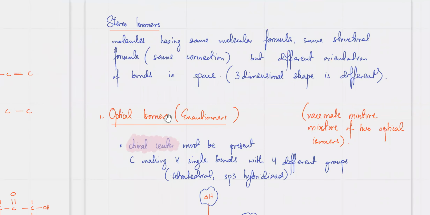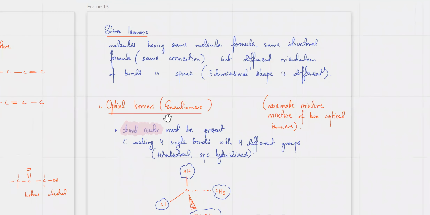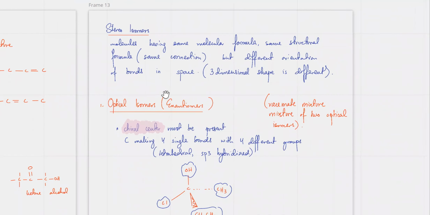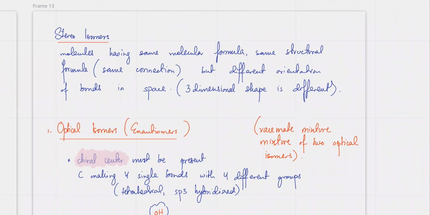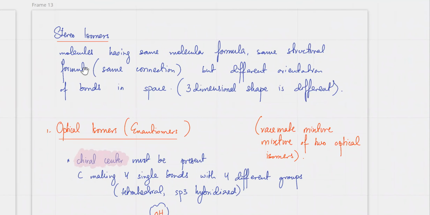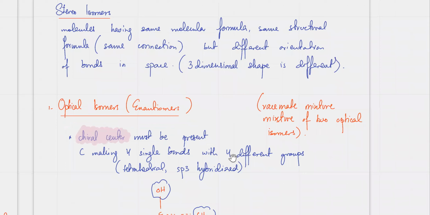So let's start. We had started talking about isomers, and we were at this thing, stereoisomers. This is what we were doing. There were molecules having the same molecular formula as well as the same structural formula, exactly the same connections, except that the orientation of the bonds in space, the three-dimensional shape in space, is going to be different.